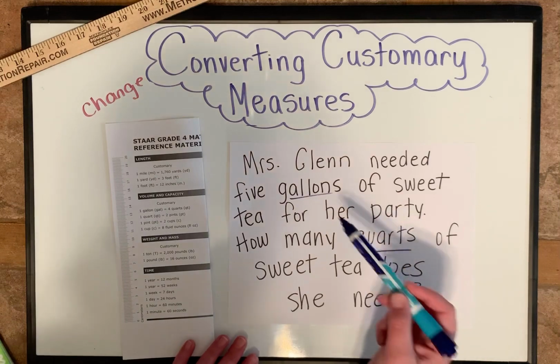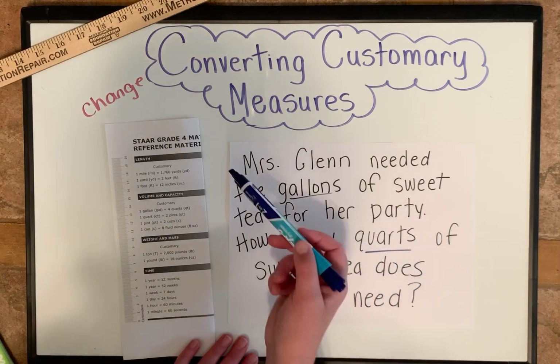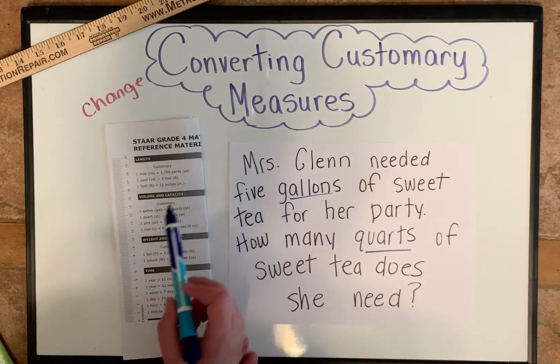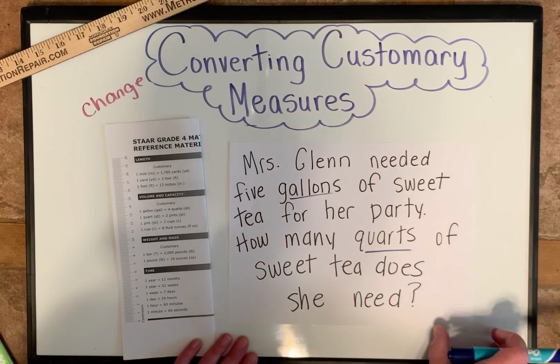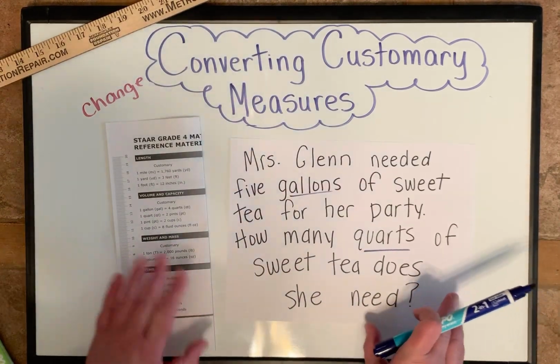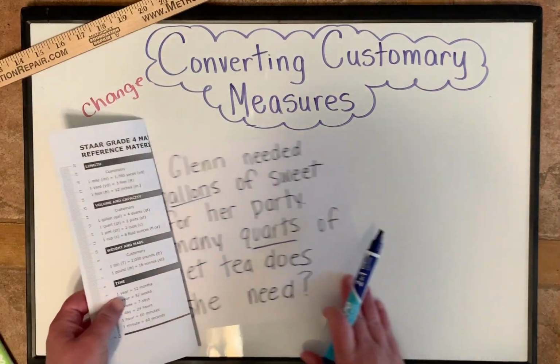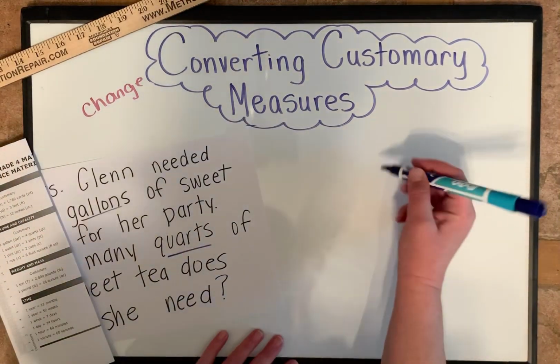So let's see. I've got gallons and I've got quarts. Here it is right here. 1 gallon is 4 quarts. So what I'm going to do is move this over to the side. I'm going to make my T-chart.